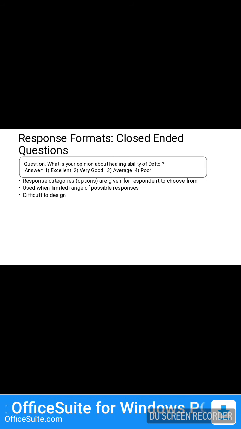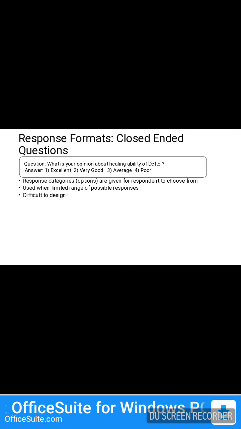Now, what is the problem with closed-ended questions? They are difficult to design. So the advantages are exactly opposite of what we saw in the open-ended questions. Why were the open-ended easier to design? Because you didn't have to decide what response categories you are going to provide to your respondent. But here you have to decide what response categories you have to provide to your respondent.